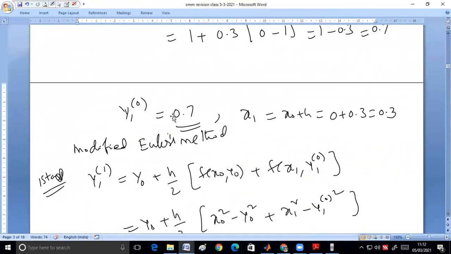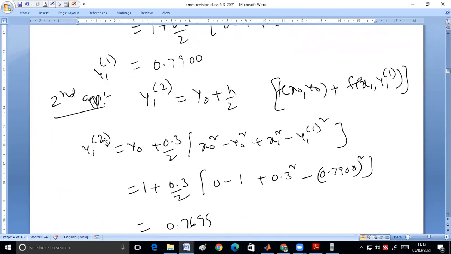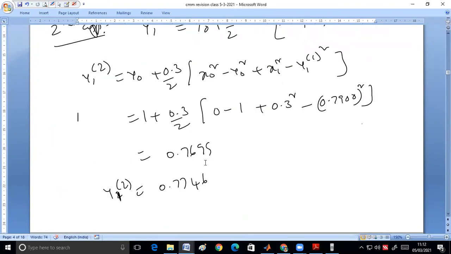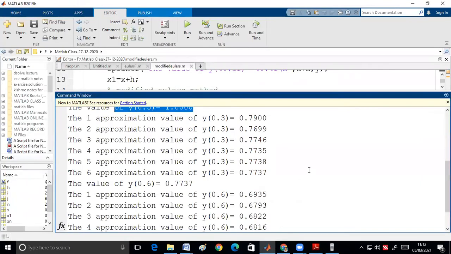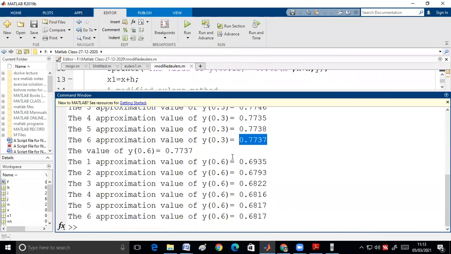Already we discussed all these things. Y of 0.1, y of 0. First approximation value, second approximation, third, fourth, all these values. So in the 6th approximation, the y value is repeated. Already we found all the values using a calculator with the help of Matlab, and we got the same value. Then repeat the same step for the second step, the same procedure for finding y of 0.6.